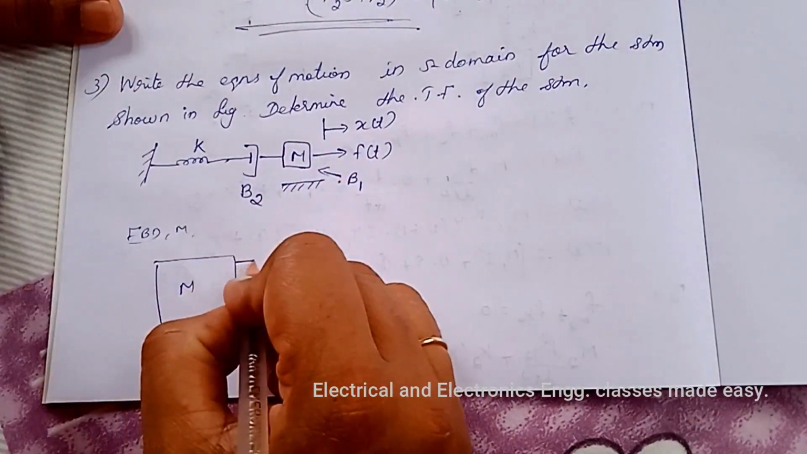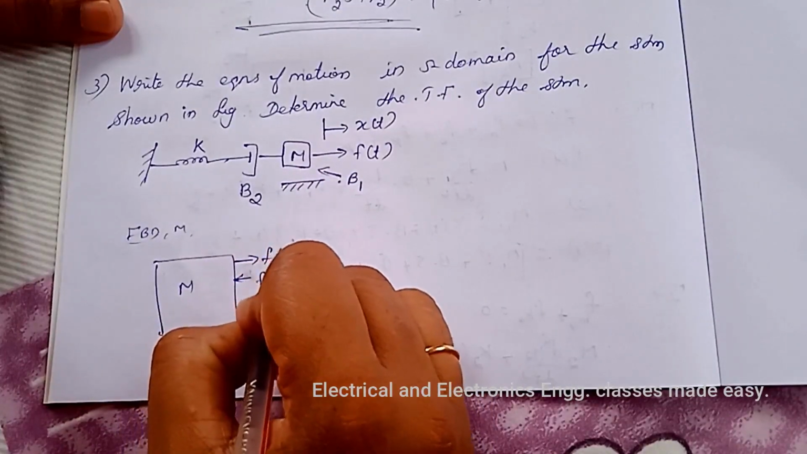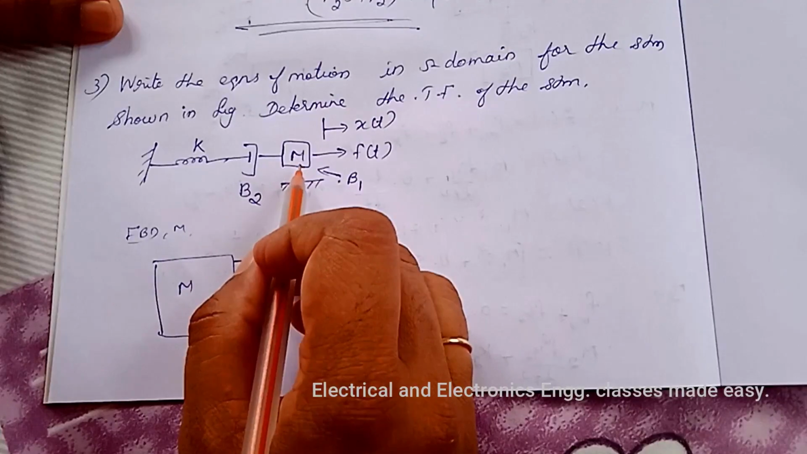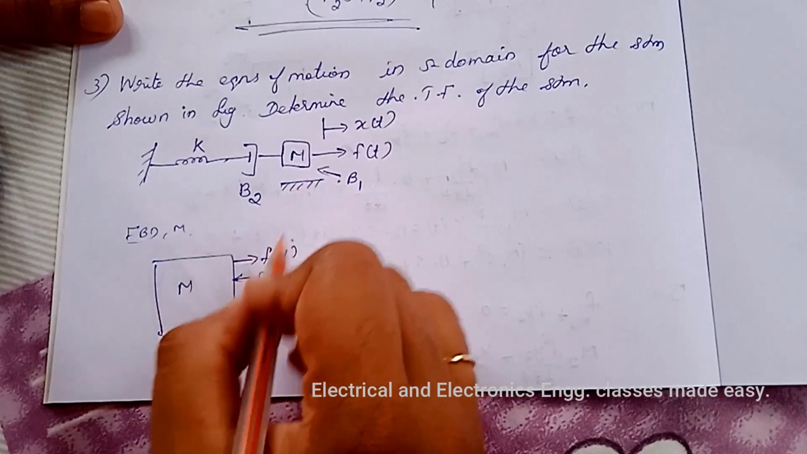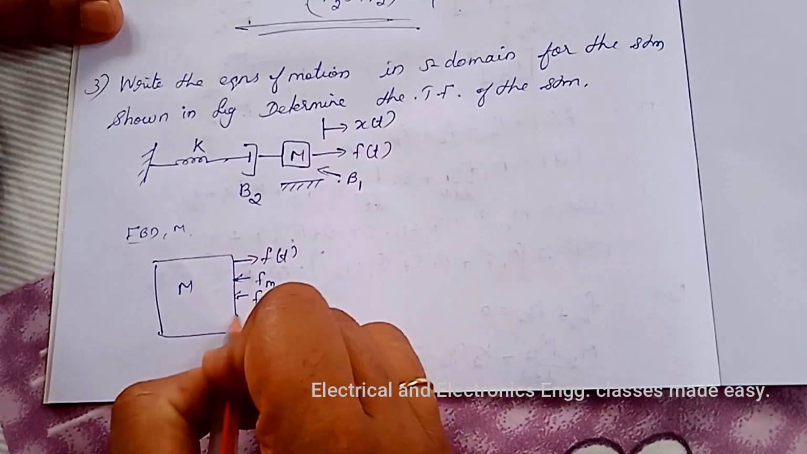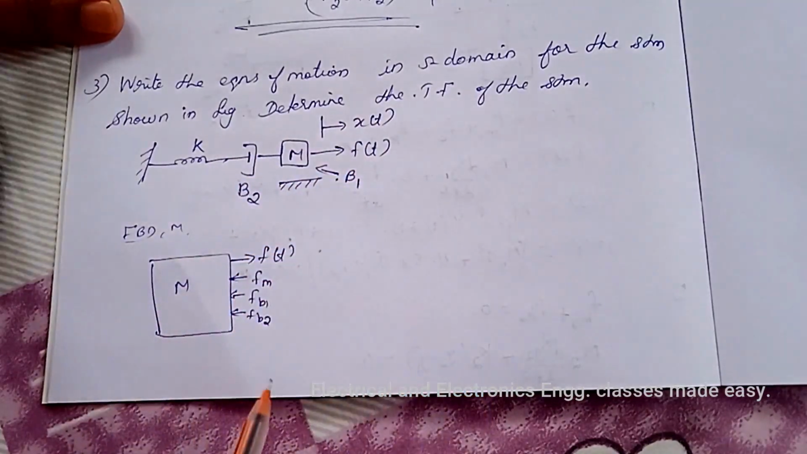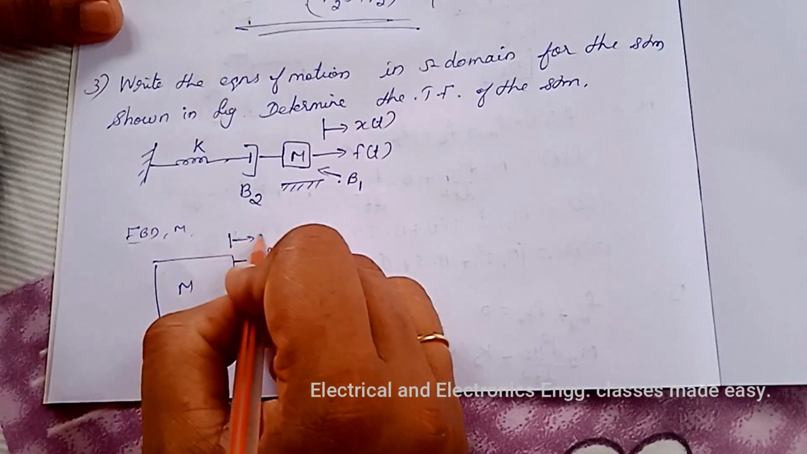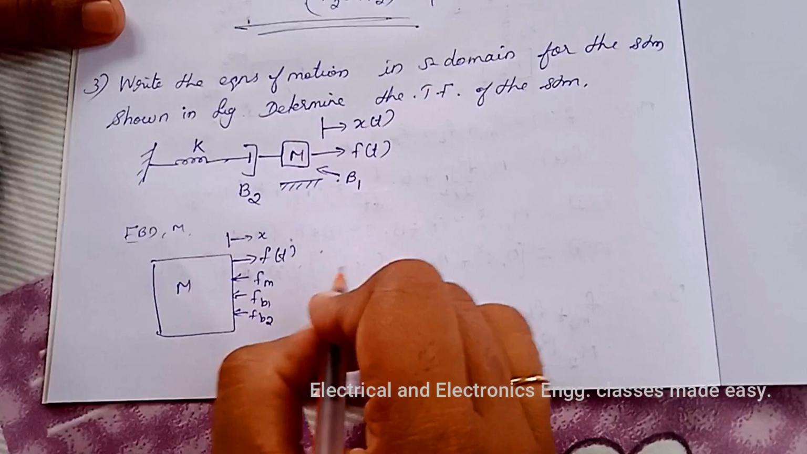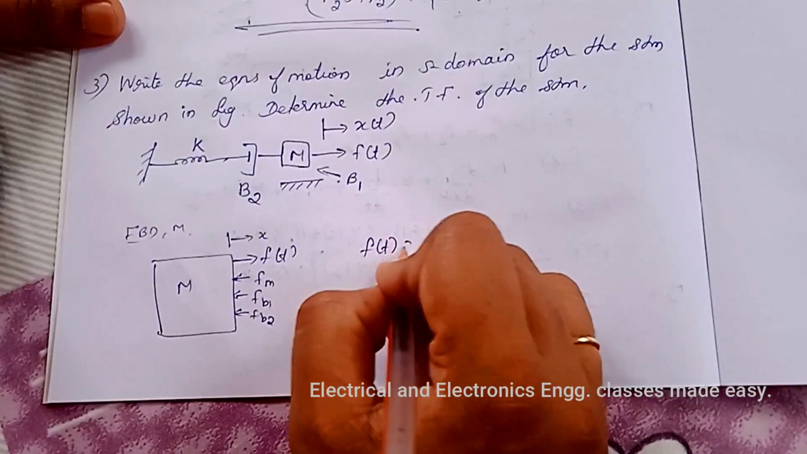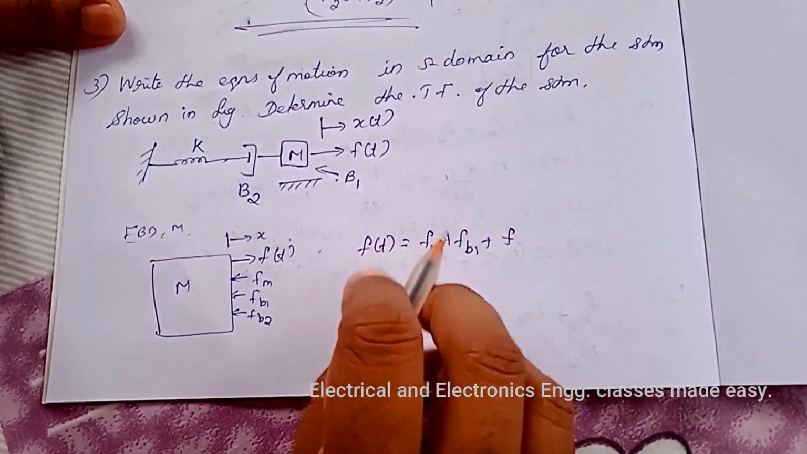here F of t is the applied force, Fm is the opposing force of this mass, then there is one dashpot B1 and B2 here. So FB1 and FB2 we have to write. So this is, and x is the displacement. Now we can write f of t equal to fm plus fb1 plus fb2.